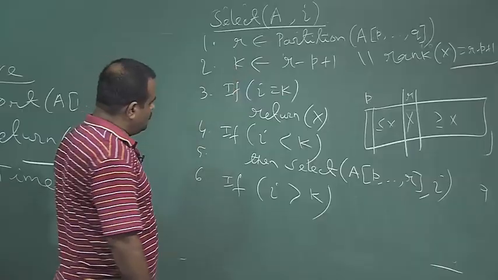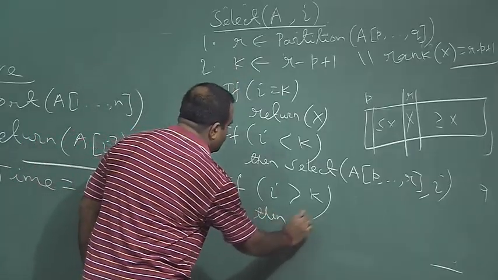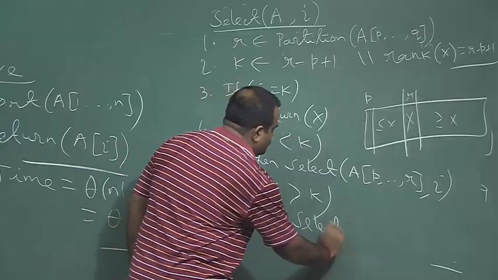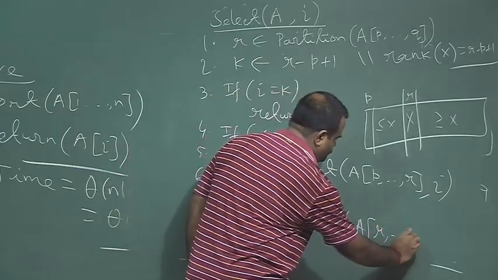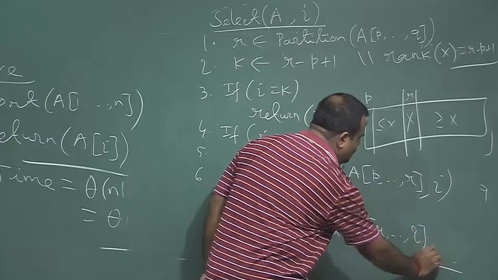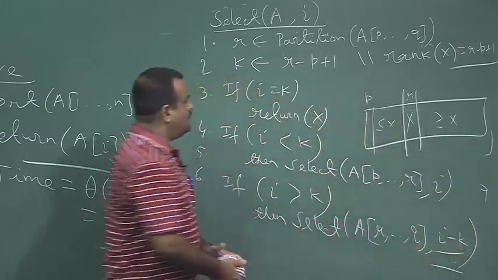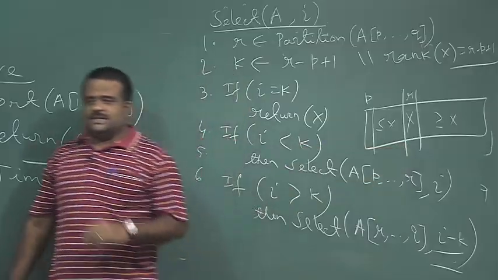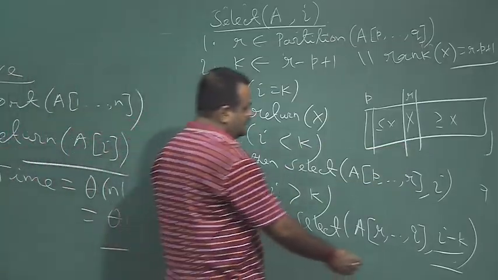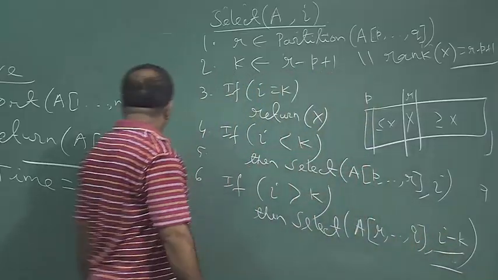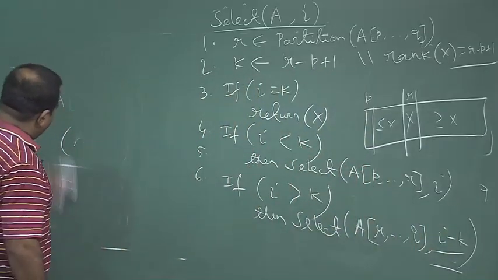k, the kth smallest. So, then we call this select with a, r plus 1, q, and i minus k, because we have already seen the rank of this element. So, after that, in this subarray we have to look at the smallest element. So, this is the code for finding the ith smallest element.